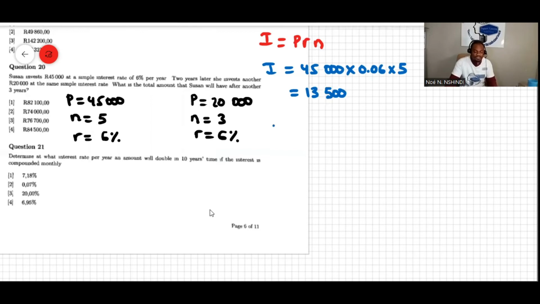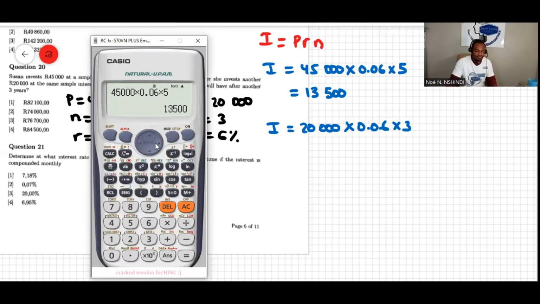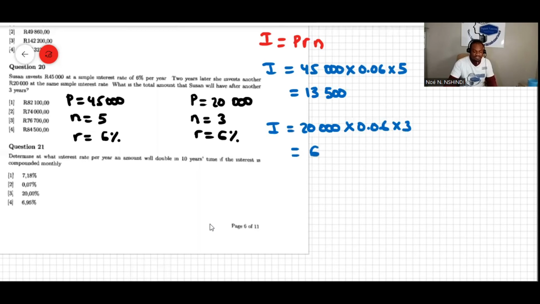Now the interest for the 20,000 rand will be 20,000 multiplied by 0.06 because it's the same rate, and then multiplied by 3. So over here we can just change 45,000 to 20,000, and then that's 6,000. Oh no, just 6,000 rand.